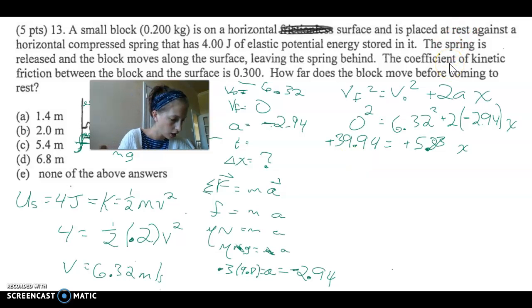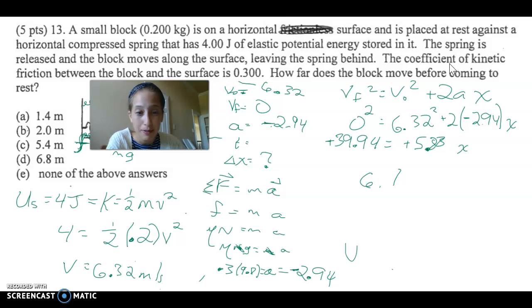Okay, so 39.94 divided by 5.88. So we got 6.79. Oh my goodness, this pen. Mornings are not a good time to make these. The internet's not warmed up yet, I guess. 6.79 meters. I was about to say meters per second, but that's how far did we go? So, D. Final answer.